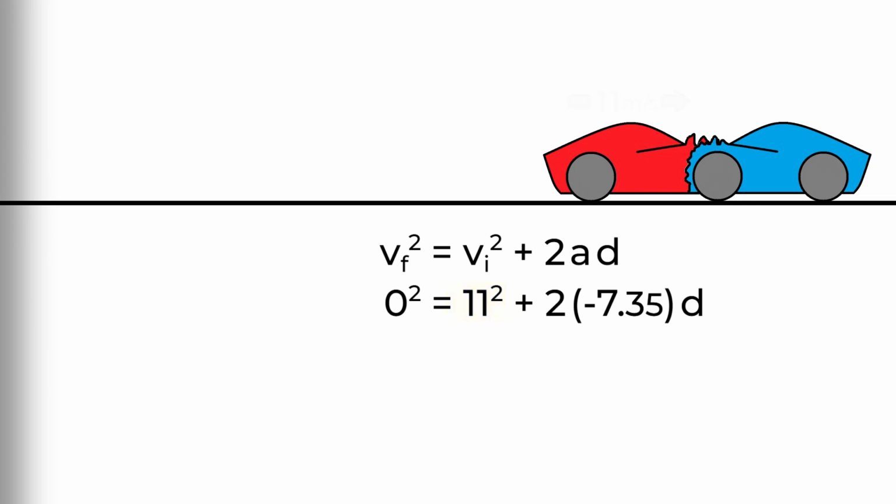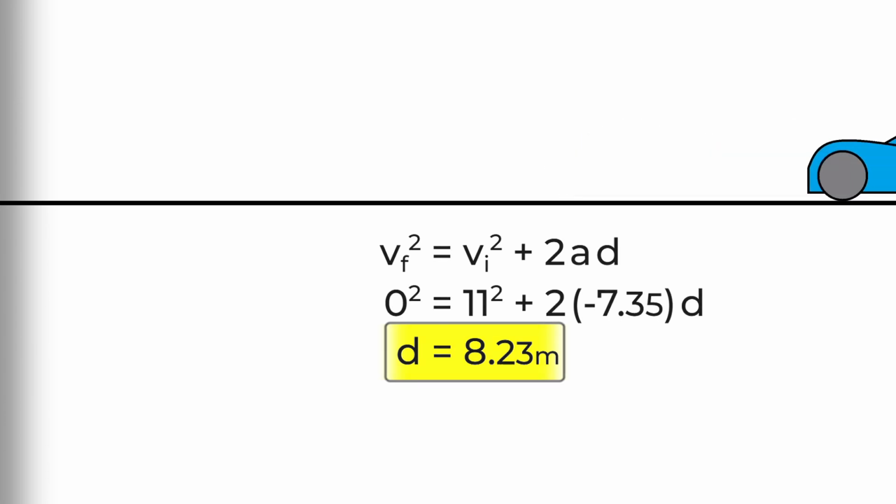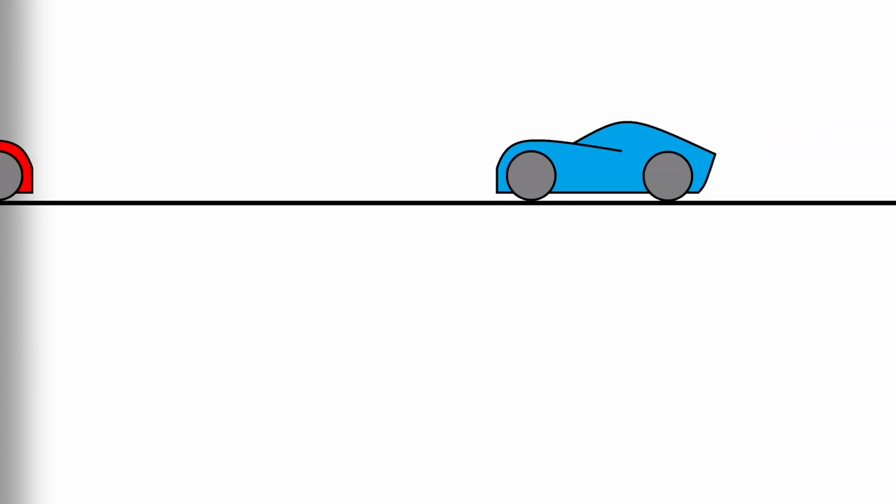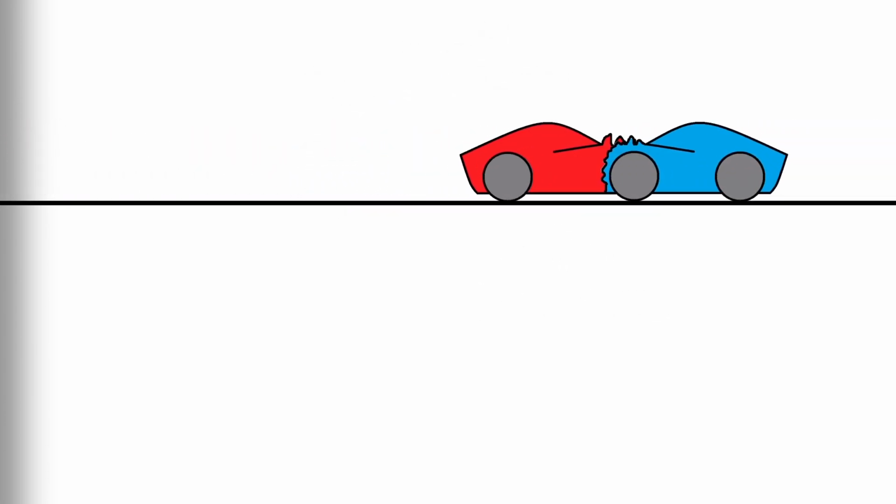Now, moving on, we know the acceleration of the cars is negative 7.35, and it's that d, or displacement, that we're trying to solve for. So working it out, we find the displacement of the two cars is 8.23 meters. So that's how you combine linear momentum, Newton's laws, and kinematics to solve for the displacement of these two colliding cars down the road.